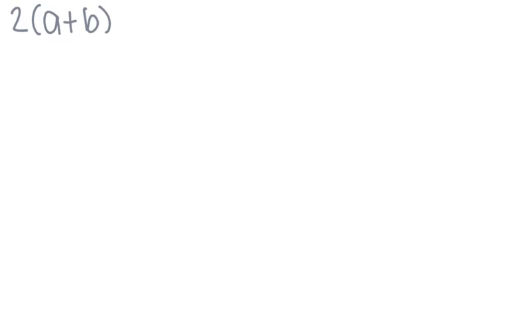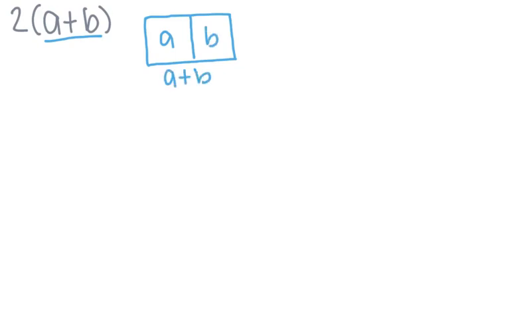So now we're going to try to come up with an expression that is equivalent to 2(a plus b). So we're going to start by creating a model to represent a plus b. So I'm going to draw a rectangle. I'm going to cut it in 2 because we have 2 variables. In one box, I'm going to put a. In the other box, I'm going to put b. And under it, a plus b.